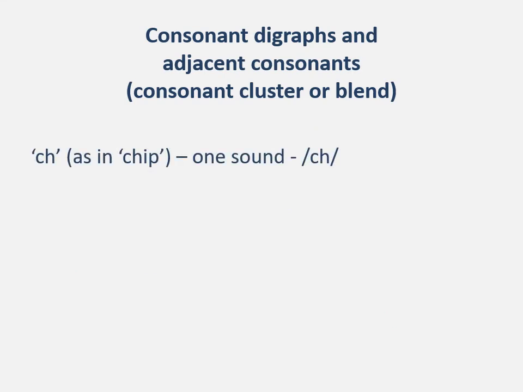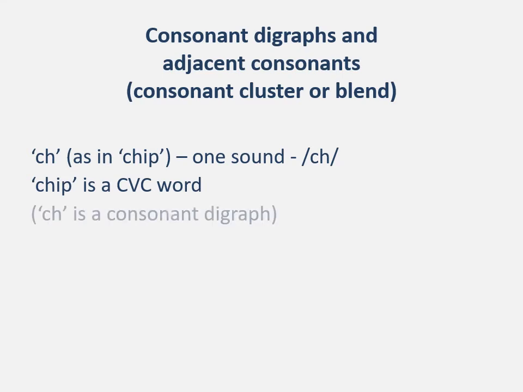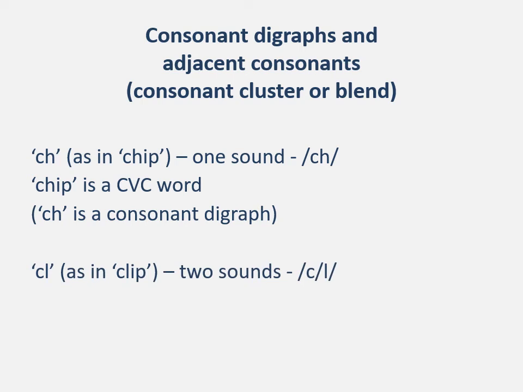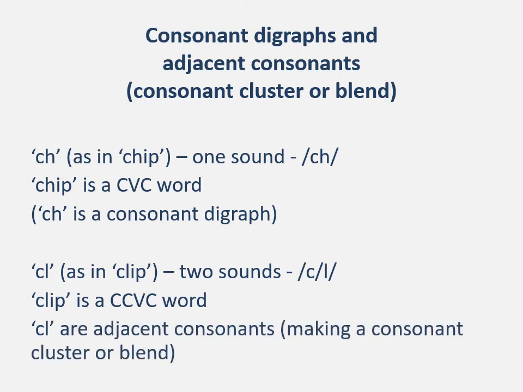Here's another example. "Chip". Orally segmented: ch, i, p. 3 phonemes. The first phoneme, ch, is a consonant. So chip is a CVC word. And ch is a consonant digraph. "Clip", on the other hand, if we sound it out, k, l, i, p, has 4 phonemes. The first 2 are both consonants, k, l. We can hear them as distinct sounds. So clip is a CCVC word. And k, l are adjacent consonants.